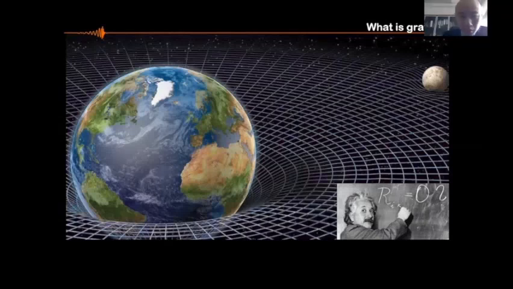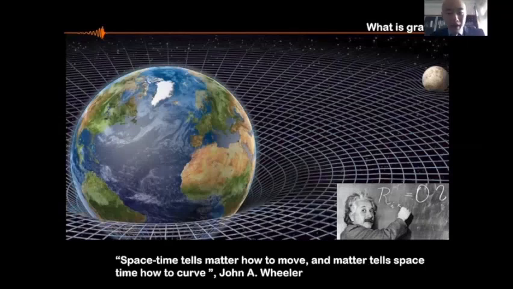This is most succinctly summarized by a quote by John Wheeler, who said that space-time tells matter how to move, and matter tells space-time how to curve. So there's really this interaction between matter, which curves space-time, and the curvature of space-time, which dictates how matter moves and where it goes. And that's what we, here on Earth and everywhere else, perceive as the gravity force.